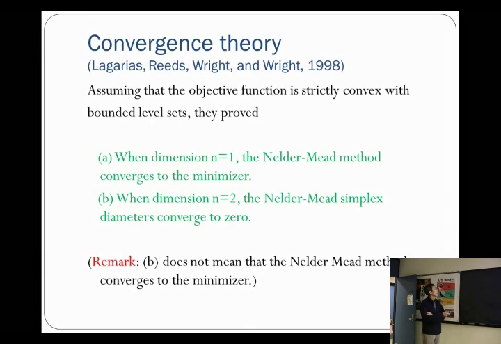So that's good news. And when dimension is 2, what they were able to prove in that paper is the Nelder Mead simplex diameters converge to 0. The simplex gets smaller, smaller, smaller. But this does not automatically mean the Nelder Mead method will converge to the minimizer. It might circle around or outside the circle. So this is not really a convergence yet. These are the 2 main theorems they proved in that important paper. This paper is very influential.